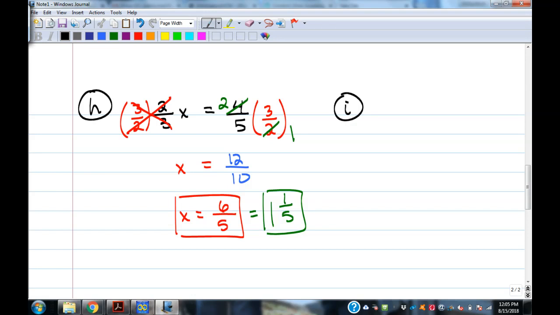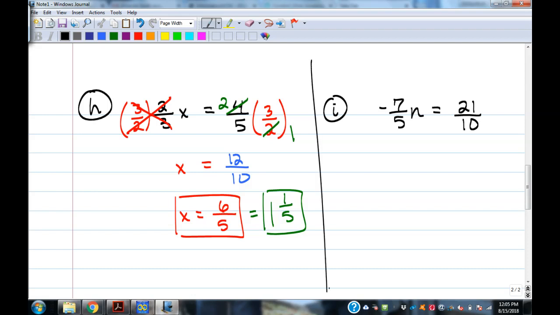Let's look at another fraction problem. Let's say we had negative 7 over 5 n equals 21 over 10. So, again, what are we doing with the left side? They're multiplying, right? Okay, but it's a fraction. So what are we going to do instead of dividing? By the reciprocal.